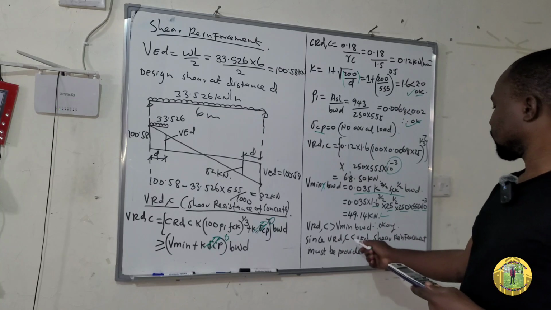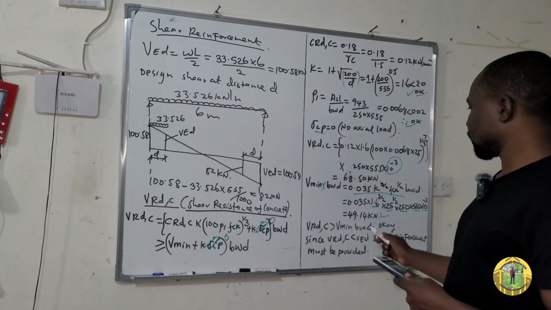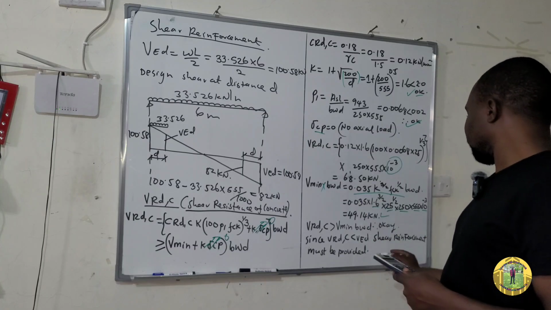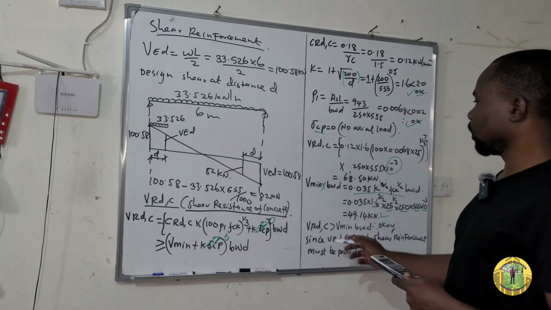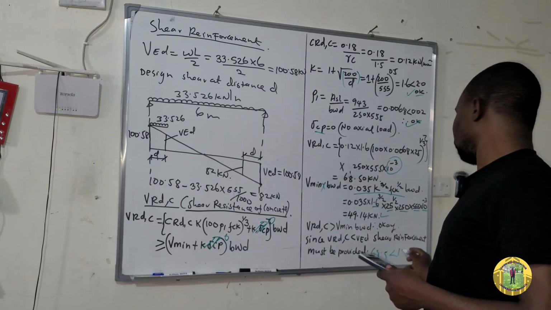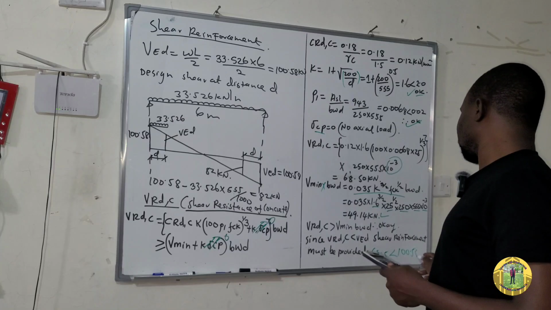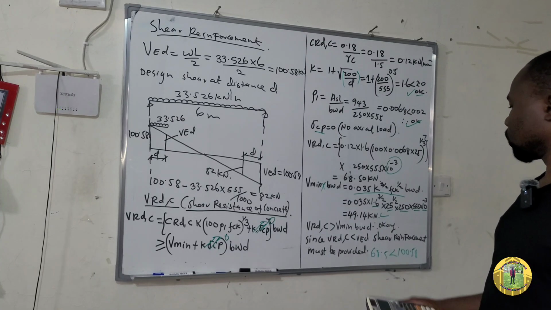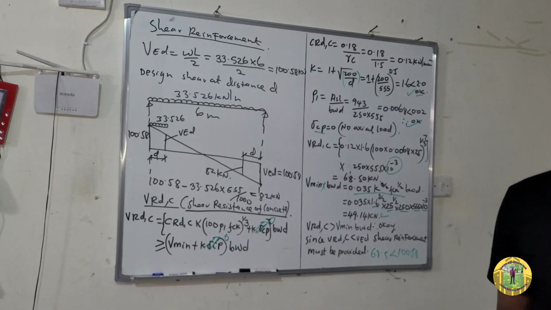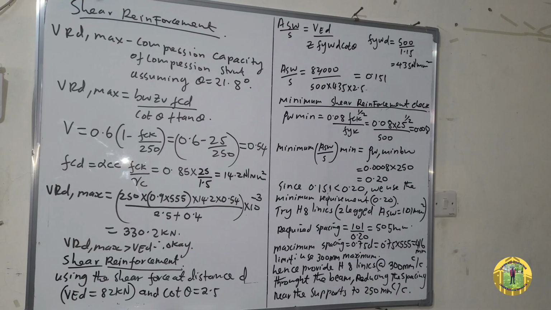Since VRDC, which is 68.5, is less than VED, which is 100.58, shear reinforcement must be provided. So shear reinforcement must be provided. Now let's finalize on these shear reinforcements.